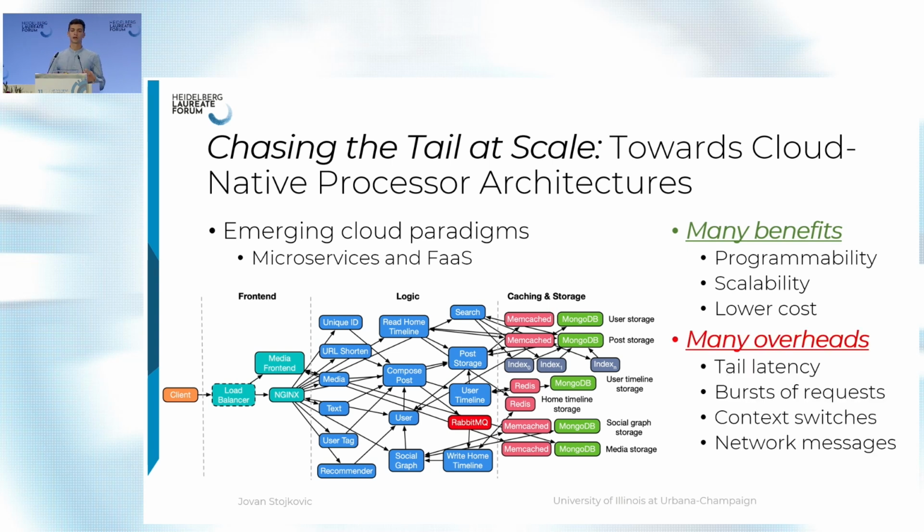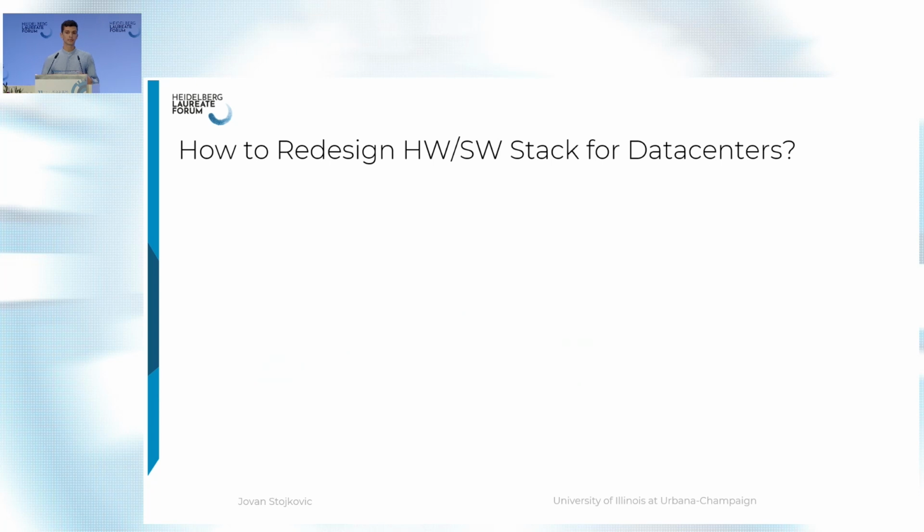However, modern systems are not built for such type of applications. In fact, they introduce lots of overheads that significantly degrade tail latency, which is the main performance target in clouds. These systems are not optimized for burst request patterns, for lots of context switches, and for frequent network messages. These are all common operations found in microservice and serverless environments. To address this issue, my research tries to rethink hardware and software stack for data centers to be able to efficiently run this new emerging class of applications.